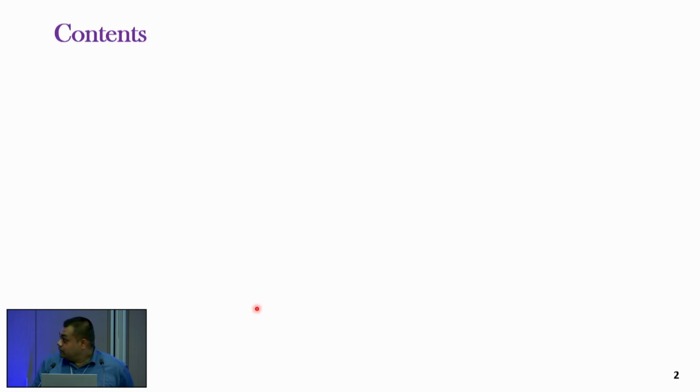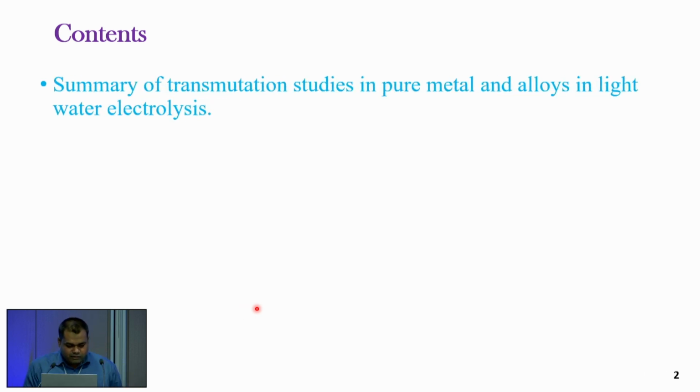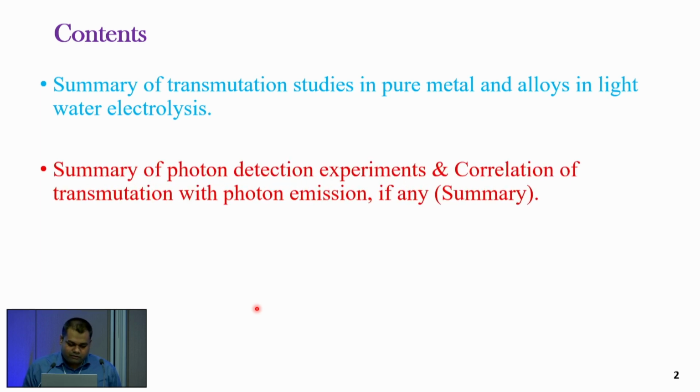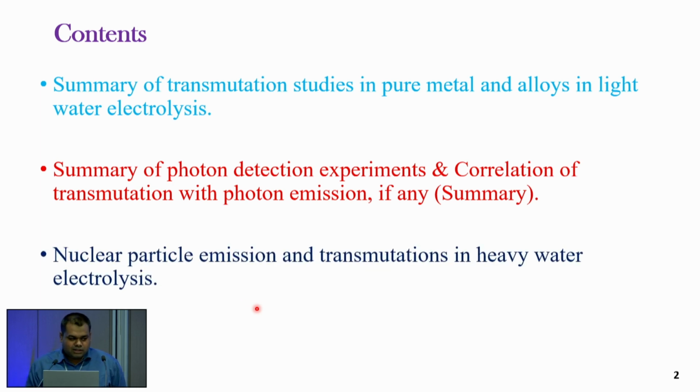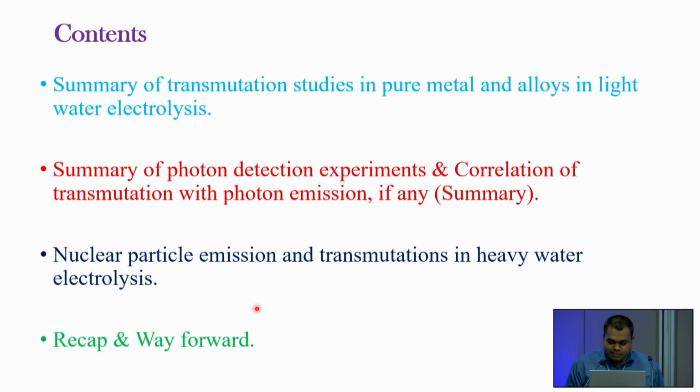Okay, so I'll start with the contents. I'll start with the summary of transmutation studies in pure metal and alloys. This was done in light water. Then I will present a short summary of photon detection experiments. We try to correlate signals of photons with transmutations, if any. Then I will move to the main topic of my presentation today, that is nuclear particle emission and transmutations in heavy water electrolysis. By heavy water, I mean D2O. And then at last, the recap and way forward. So let's start.